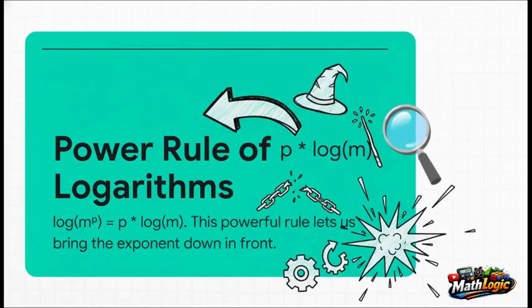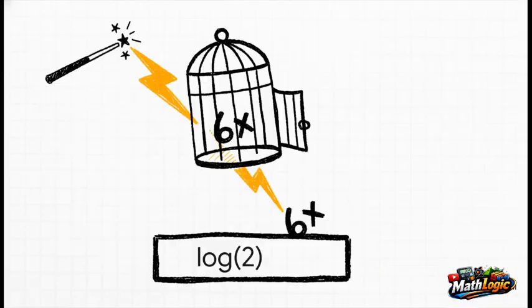It lets us grab that entire exponent and just bring it down in front as a regular number. And there it is, the x has been freed. Our exponent that holds 6x is now down on the ground floor with the rest of the numbers. Now we can finally work with it using regular algebra.